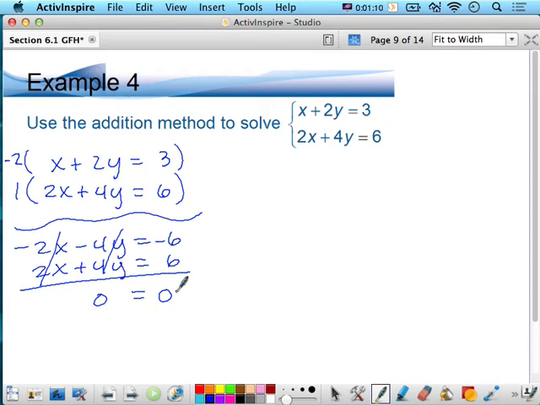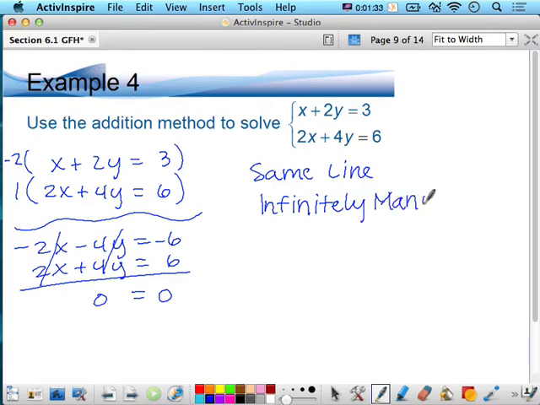Does that mean that they are parallel, or does that mean that they are actually the exact same line? They're the exact same line. So it's not that they have no solution, it's that they have infinitely many solutions. If there was 0 on one side and like negative 12 on the other, right. These have infinitely many solutions.